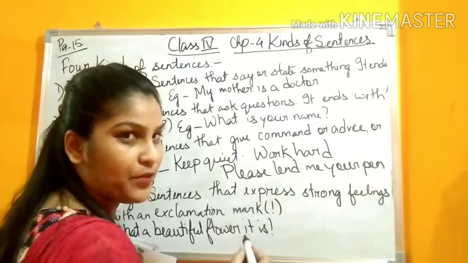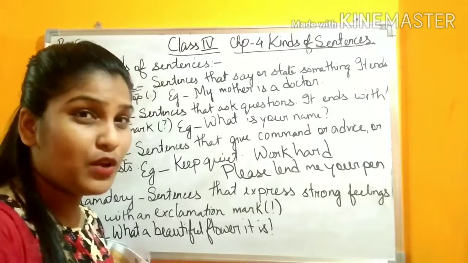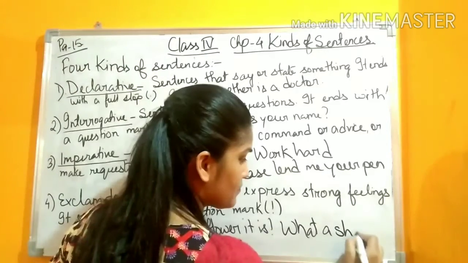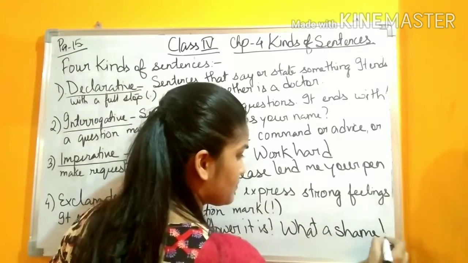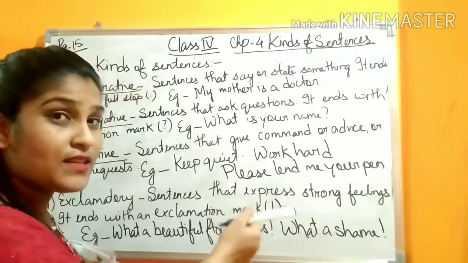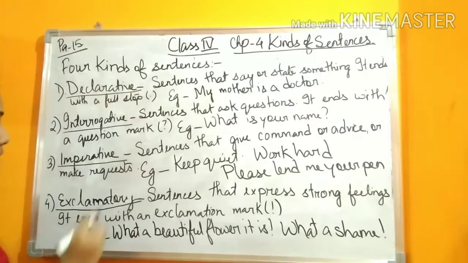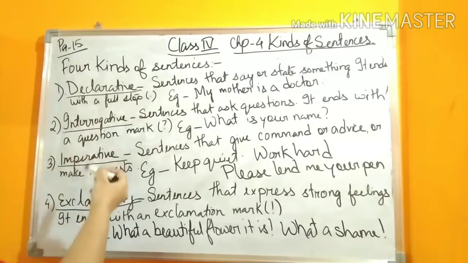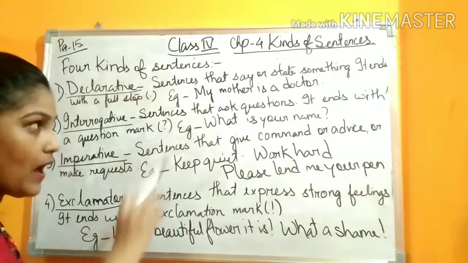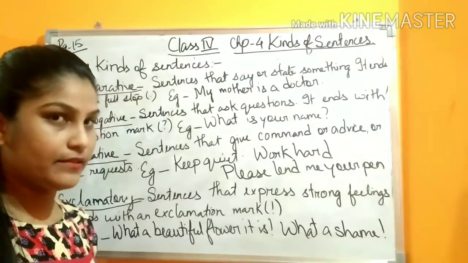Another, what a shame. You're expressing what? Your strong feelings that it is a shameful act. So, you're expressing your strong feelings that it is what? A shameful act. So, you have got 4 types of sentences: declarative, interrogative, imperative and exclamatory. So, I hope you have understood the 4 kinds of sentences till here.